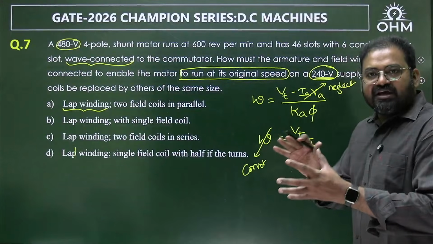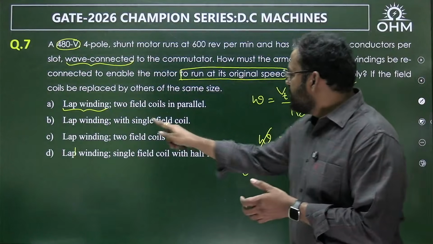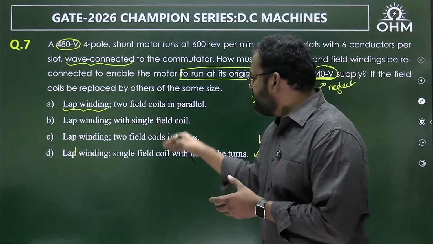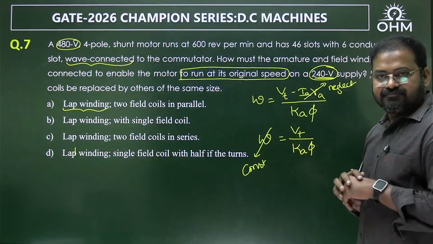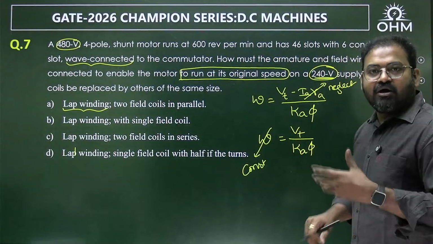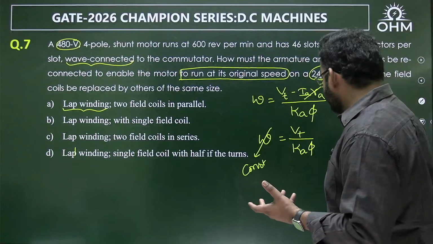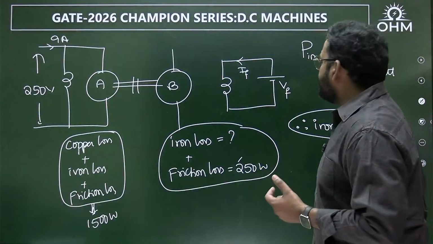And we have to rearrange the field, right? See, 2 field coils in parallel, 1 field coil, like that 4 options are given. So flux may also be variable. So let us go ahead. How do we answer this particular question?